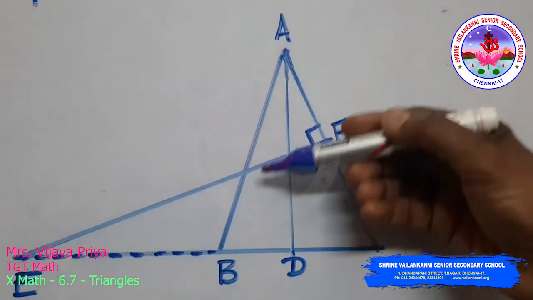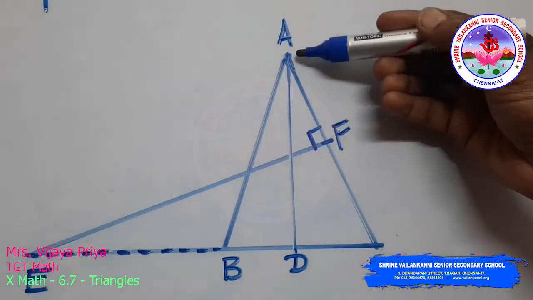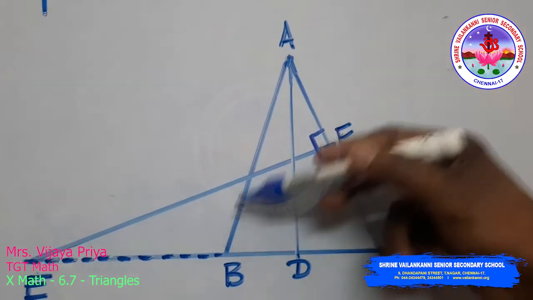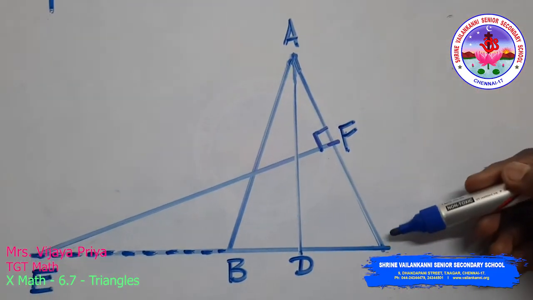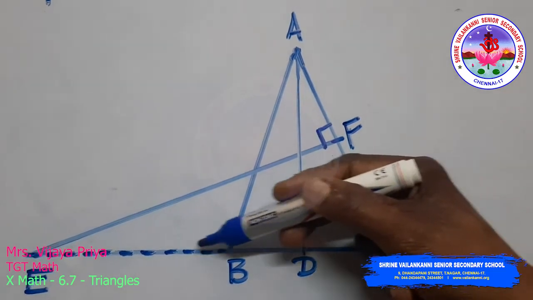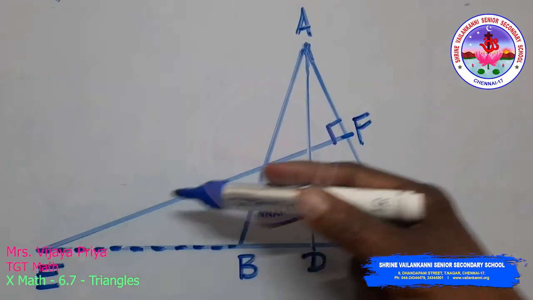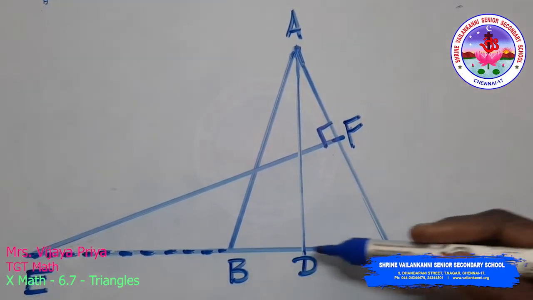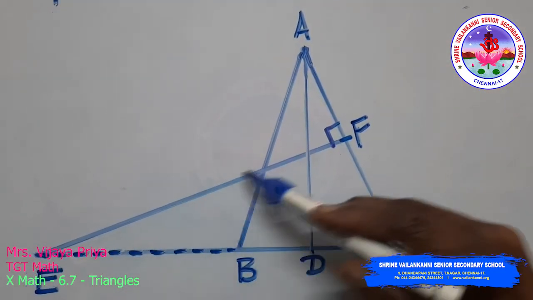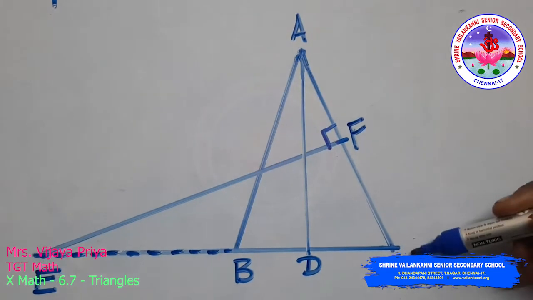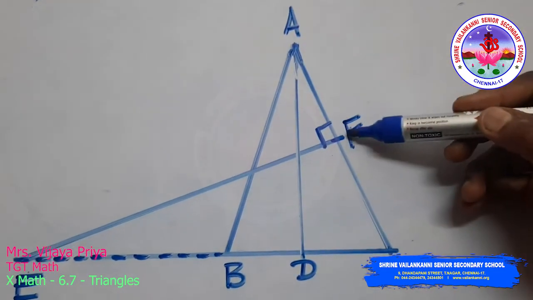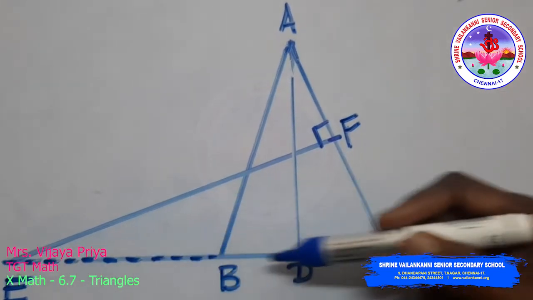Now coming to the figure, he has given the triangle ABC. So this ABC is an isosceles triangle, AB is equal to AC. Then your CB side is extended to E and it is joined with F. He has given that AD is drawn perpendicular to BC and EF is drawn perpendicular to AC. We want to prove that triangle ABD is similar to triangle ECF.